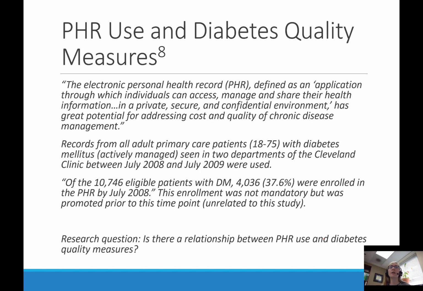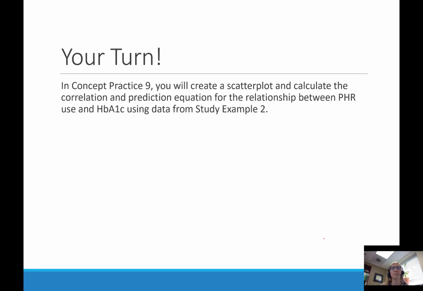Let's look at study example 2. We are looking at the relationship between PHR use and diabetes quality measures, specifically HbA1c. In Concept Practice 9, you will create the scatter plot and calculate the correlation and prediction equation for the relationship between PHR use and HbA1c using data from study example 2.